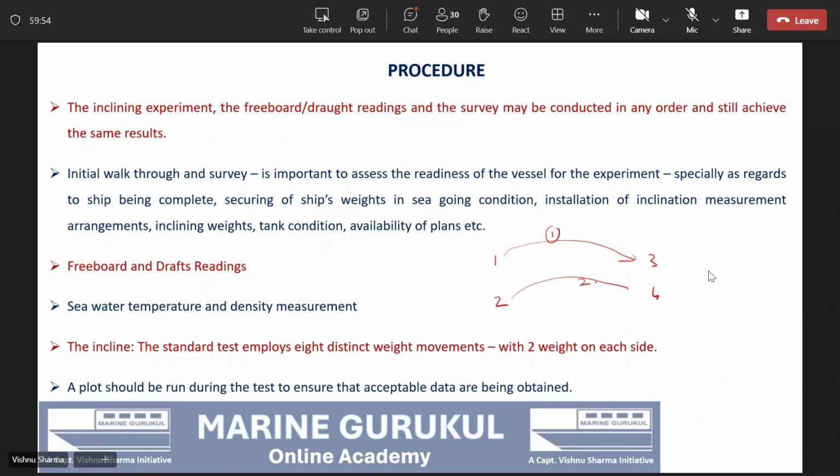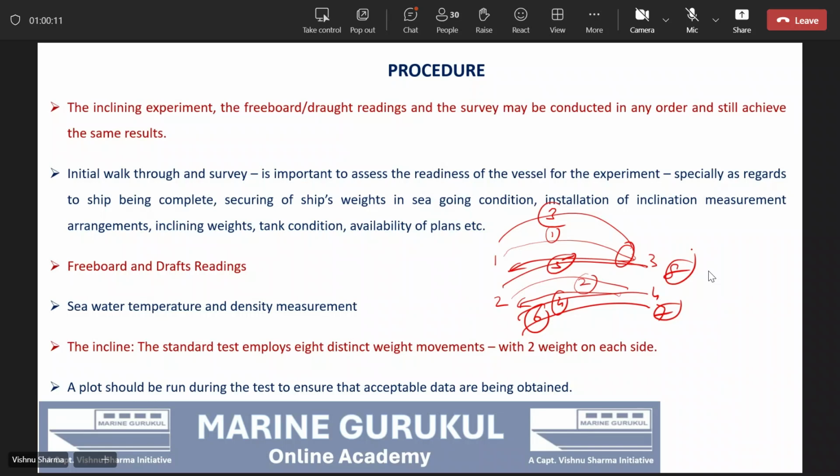2, 3. This one comes back 3. This one comes back 4. Now, this one goes here 5. This one goes here 6. This one goes back 7. And this one goes back 8. So 2 weights on each side result in 8 distinct weight movements. Is that clear, class? Have you understood the meaning of 8 distinct weight movements? Yes, sir.